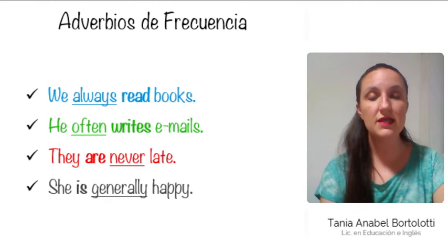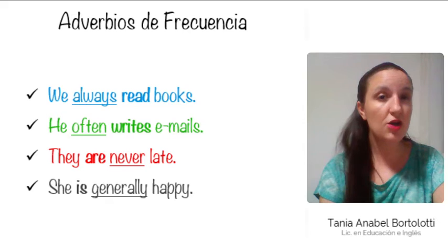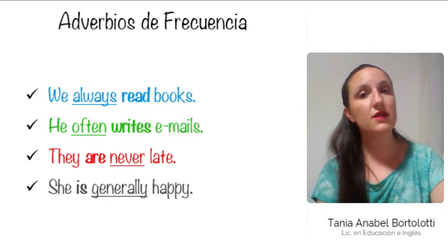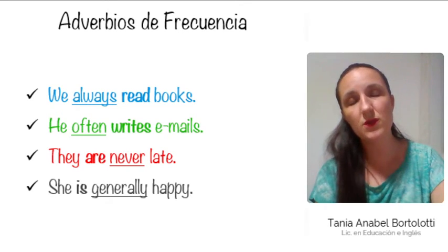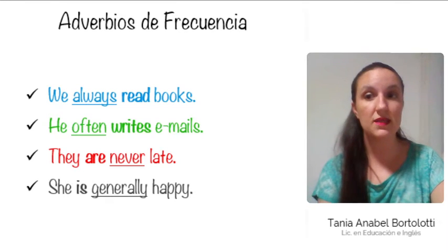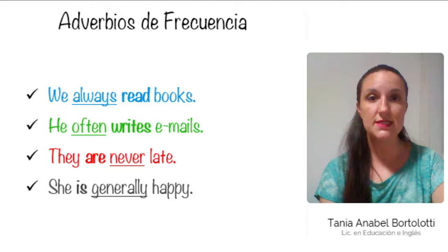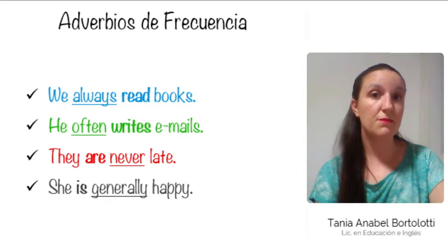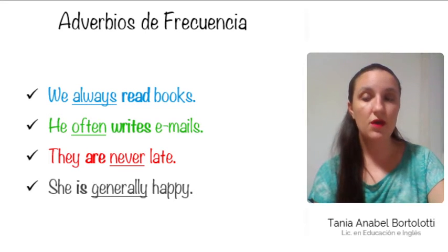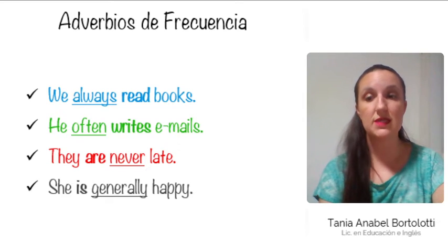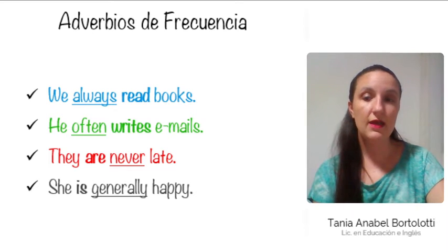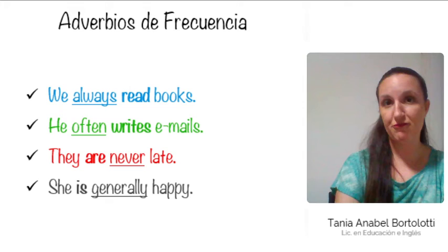We can pay attention to this. Read and write are ordinary verbs, common verbs. So the adverb of frequency comes first, at the beginning. But in the next two sentences, are and is, both of them are the verb to be. Therefore, the adverbs of frequency, never and generally, have to be placed afterwards.